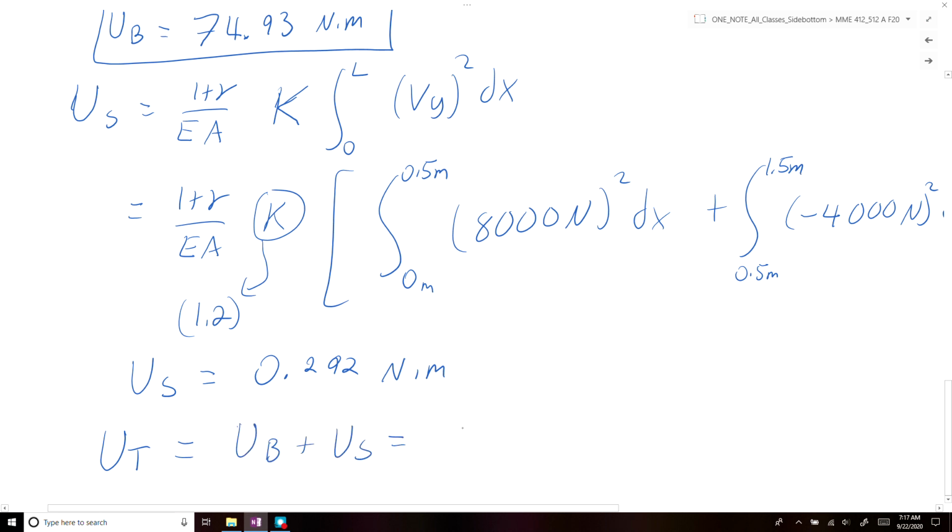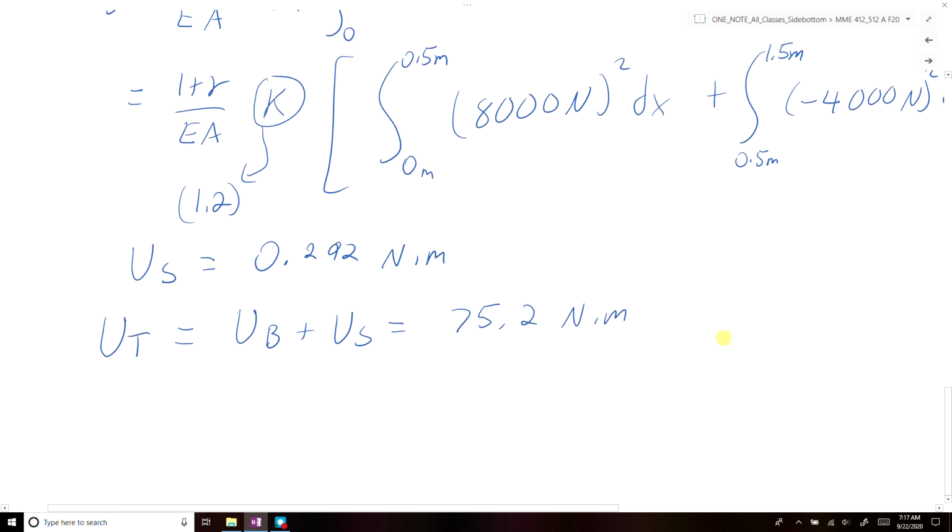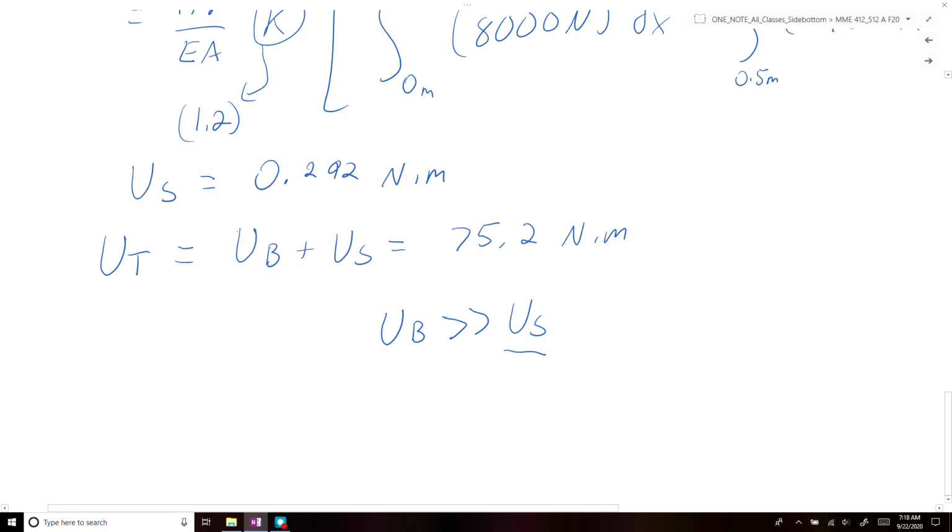We can calculate our total strain energy as the sum of U_B plus U_S. If we calculate that, it's equal to 75.2 newton meters. From this example problem, you can see that U_B is typically much greater than U_S. So in many problems, you'll be asked to just ignore the contribution of U_S to the total strain energy. Sometimes you'll assume that U_T is approximately equal to U_B, since U_S is so small.